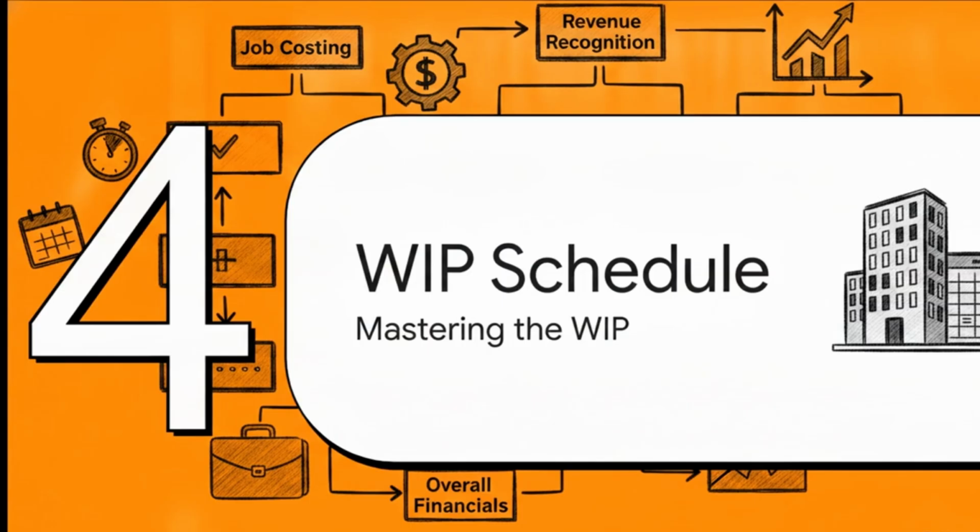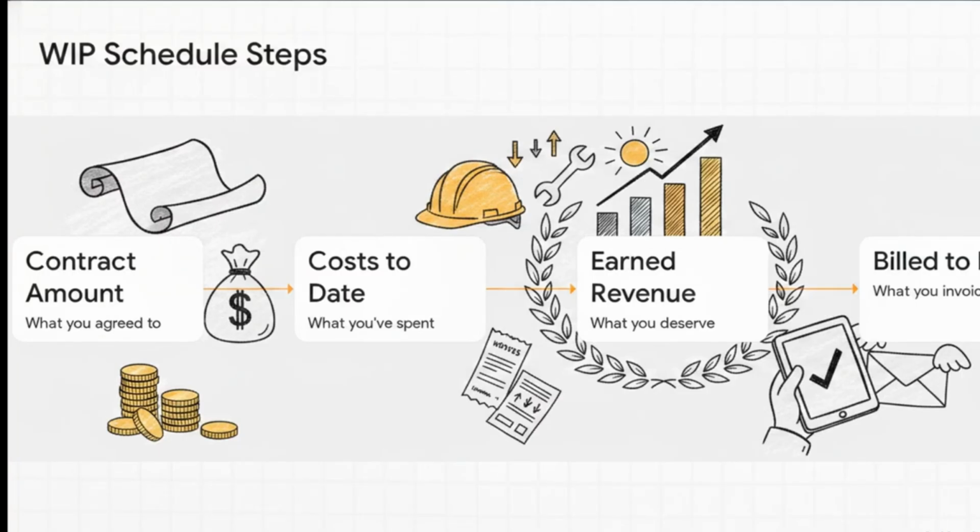And finally, Section 4, Mastering the WIP Schedule. The Work in Progress, or WIP schedule, is the ultimate document. It ties all your job costing and revenue recognition together into one central place. Now I want you to burn this exact acronym into your brain for the exam. CCEB. Say it with me, CCEB. This is the exact calculation order you've got to follow to build a WIP schedule.